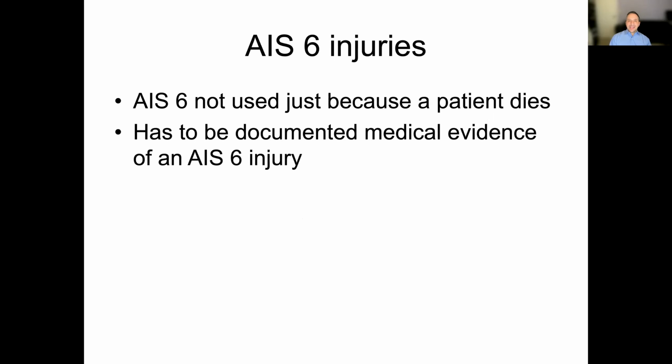Just a note about AIS 6 injuries. AIS 6 is not used just because a patient dies, even though it's a maximal injury. It has to be documented medical evidence of an AIS 6 injury. So, in other words, not all AIS 6 injuries are necessarily fatal. Many are, but they don't have to be. And just because an individual patient may die from an injury doesn't mean that it's automatically AIS 6.